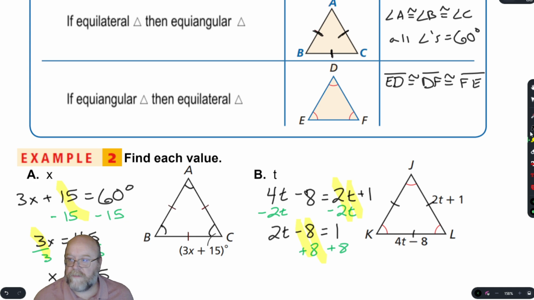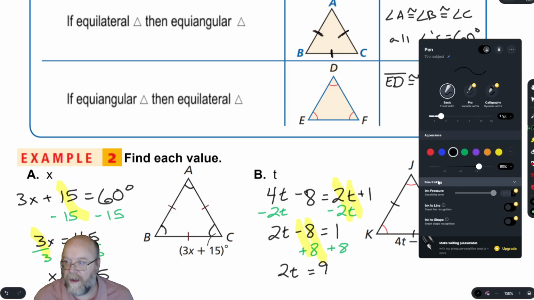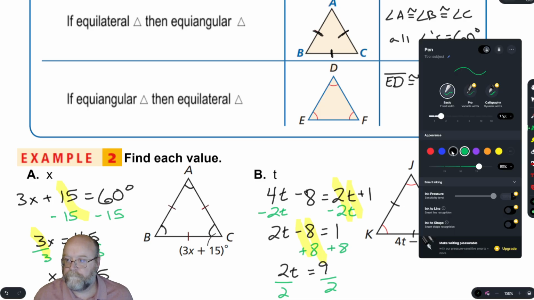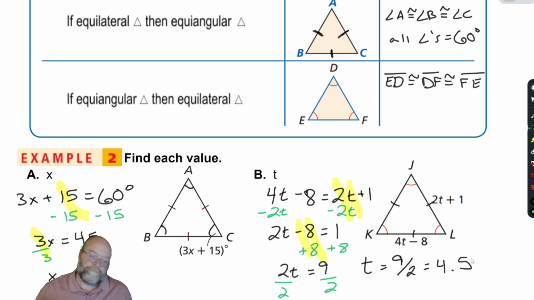Get rid of these. There goes my 8. All I'm left with is that 2t. What's it equal to? It's equal to 9. Oh no, we're going to end up with a fraction. Why? Divide by 2. Then you're left with t is equal to 9 halves. Or 4.5. Okay.